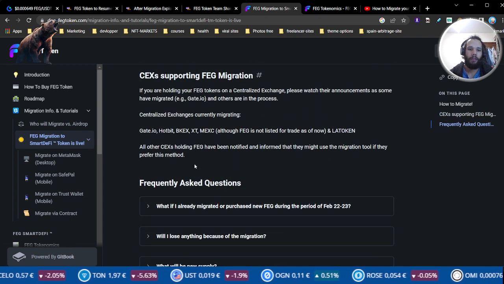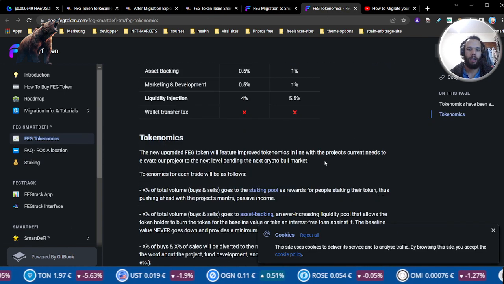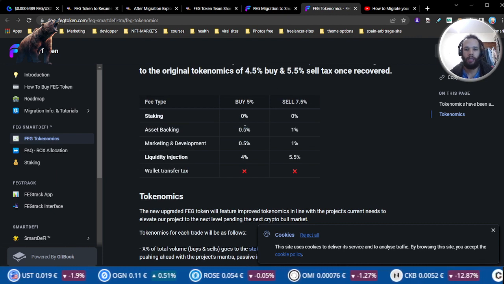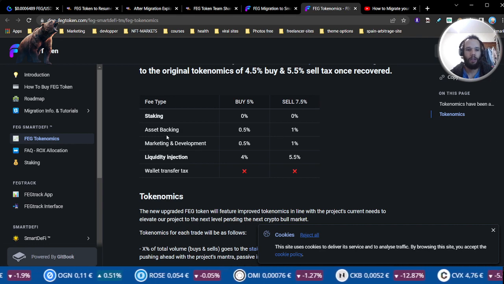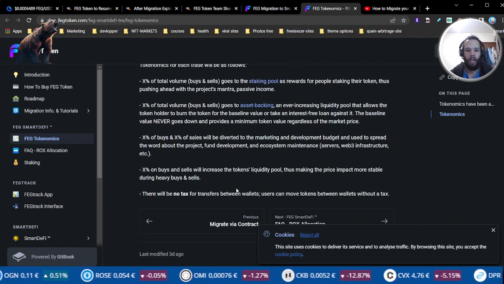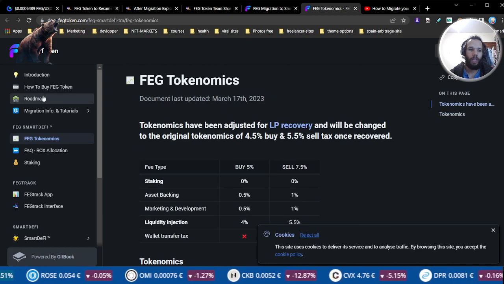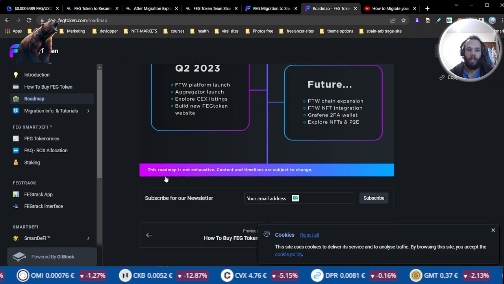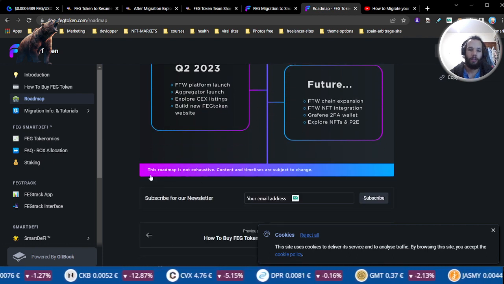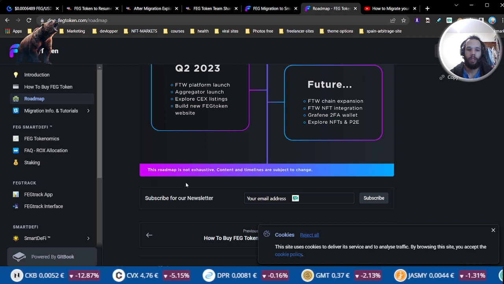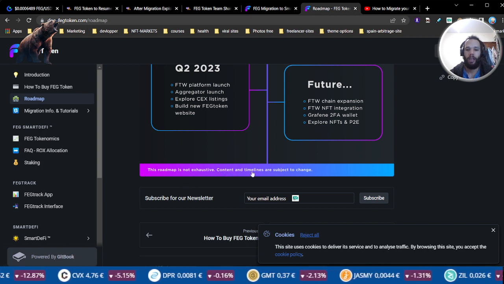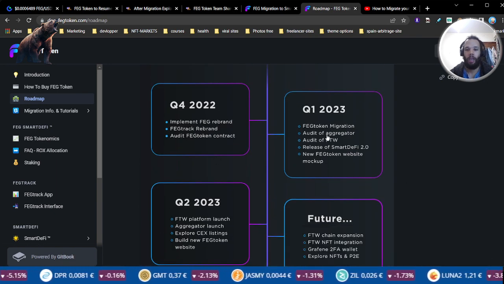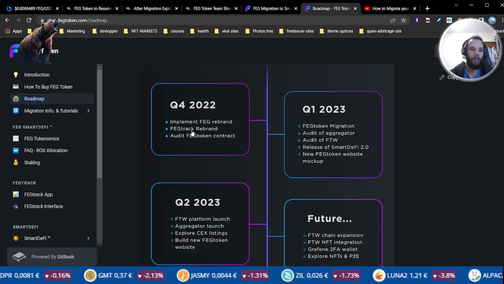If you have any other question regarding the economics, they have also changed. Staking here, the buy is 0, the selling is 7, asset backing, etc. But there is also a new roadmap that you have to look at, which is this one here. Please be vigilant that this roadmap is not exhaustive, and timelines are subject to change. Whatever you see here may happen, it may not. It may be on time, it may not, it may be changed too.